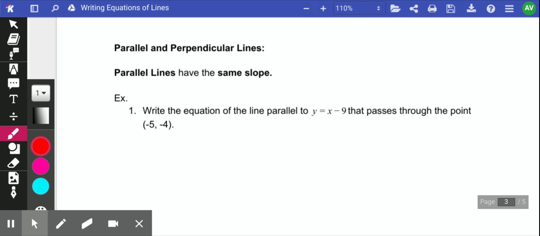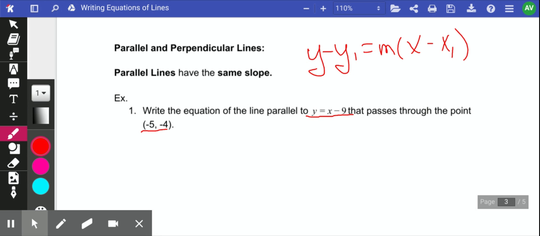This one says, write the equation of the line that's parallel to y equals x minus 9 that passes through this point. Okay, I'm going to remind you of a couple things. Point slope form: y minus y1 equals slope times x minus x1. Okay, now let's identify the slope. What is the slope in this equation? 1, right? You see that? There's no number written in front of the x, so that means the slope is 1.